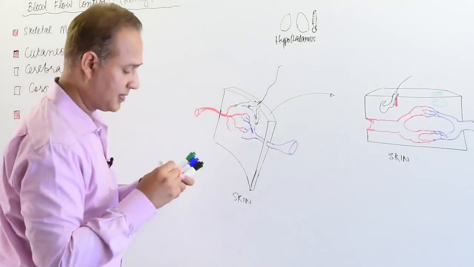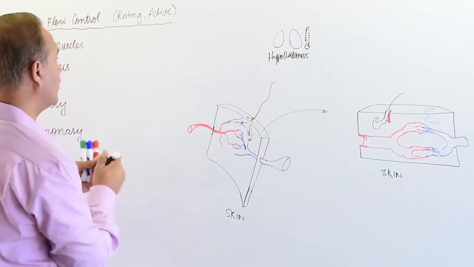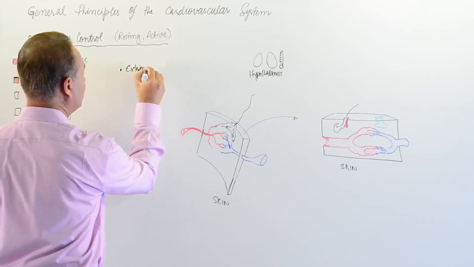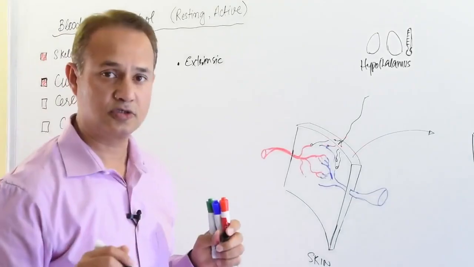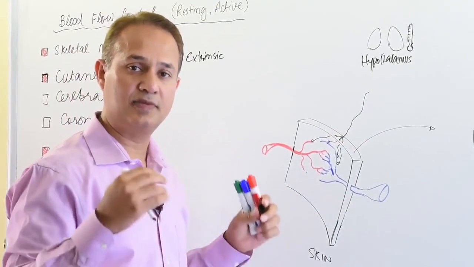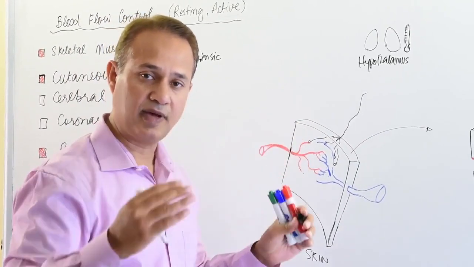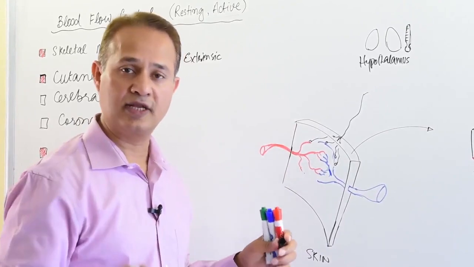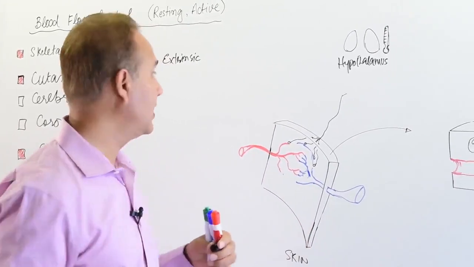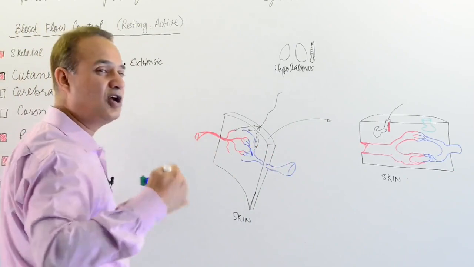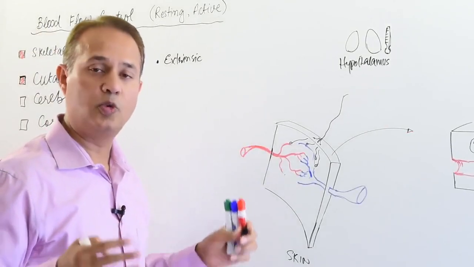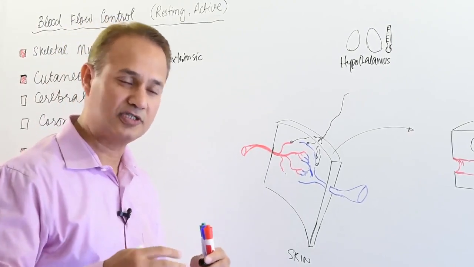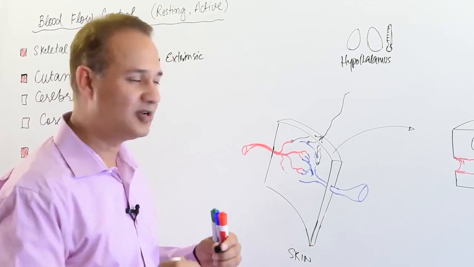Now, first thing about the skin blood flow control: it is primarily extrinsic. We have done the lectures about the extrinsic and intrinsic control. Extrinsic control means that the blood flow is controlled by agents from outside, that is the sympathetic system, parasympathetic system, and the circulating hormones like angiotensin 2 and epinephrine. So extrinsic control does not have a lot of intrinsic control. What that means is skin doesn't do any activity that produces metabolites that cause vasoconstriction. That doesn't happen. Skin does not do muscular activities.